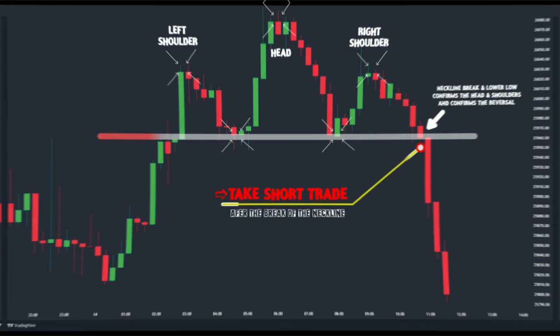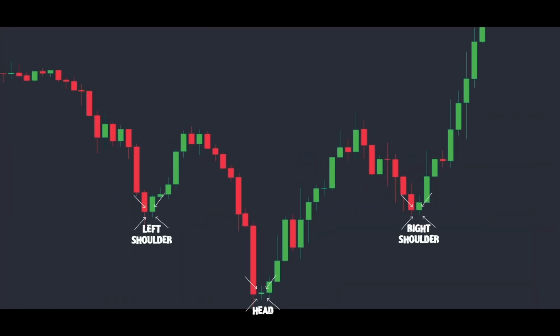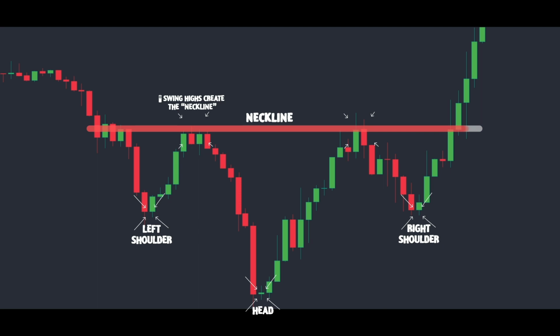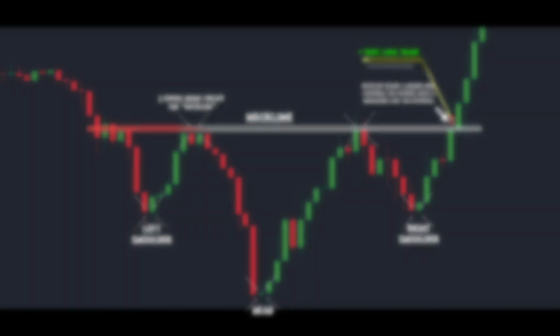Going the other way. You first have your inverse head and shoulders pattern that forms. Neckline here because of these 2 points, and once price breaks the neckline and makes a high high, you will take a breakout entry long as the reversal and the trend change are now confirmed.